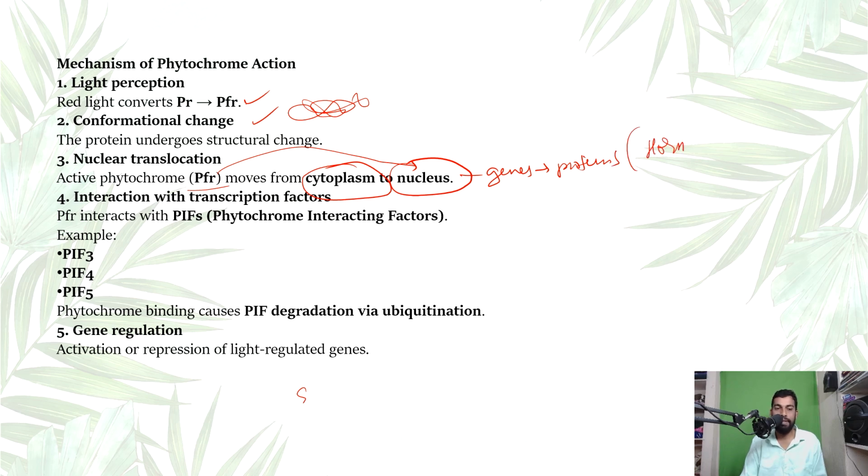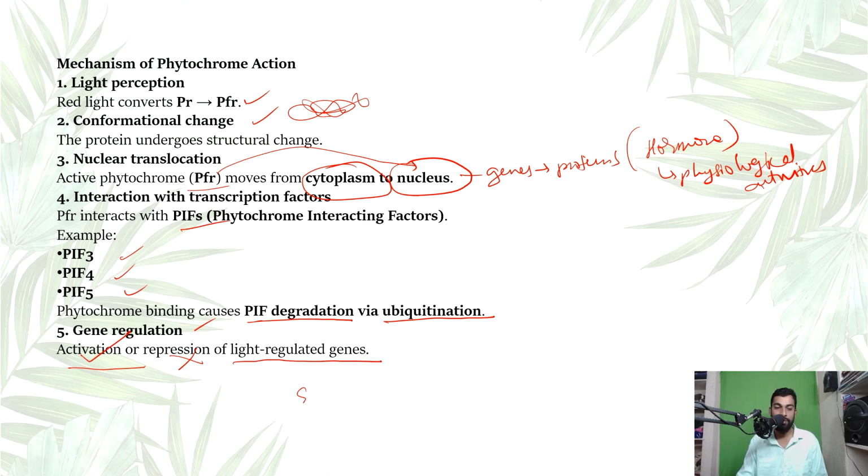The fourth point is interaction with transcription factors. PFR interacts with PIFs, that is phytochrome interacting factors. So PFR interacts with PIFs. Examples are PIF3, PIF4, PIF5. Phytochrome binding causes PIF degradation via ubiquitination. So what is happening here? PFR is inhibiting the functions of PIF. The fifth point is gene regulation. Activation or repression of light regulated genes. So phytochrome activates and also represses, means inhibits, the light regulated genes. So it can function or it can stop.